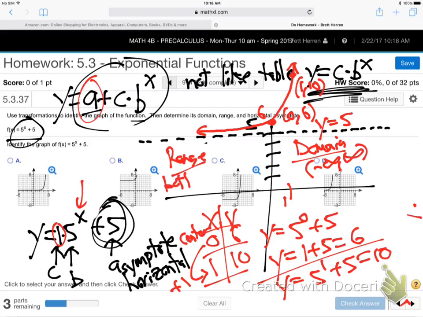But what's the range? Range is bottom, comma top. Domain was left, comma right. So what's the bottom of this thing? How low does it go? 5 with a parenthesis, not a bracket. It never touches the 5. Up to infinity. Good on that? All right, good. Thanks.